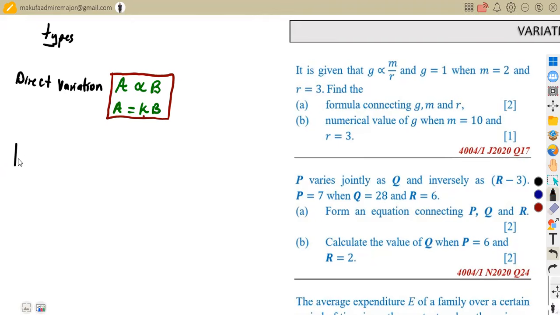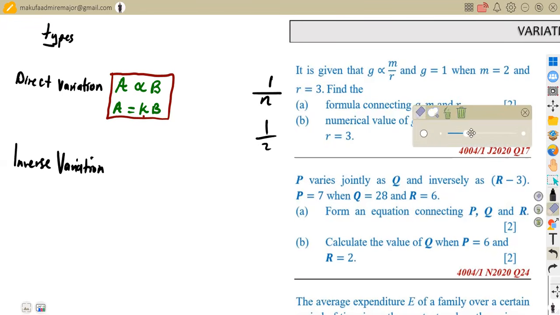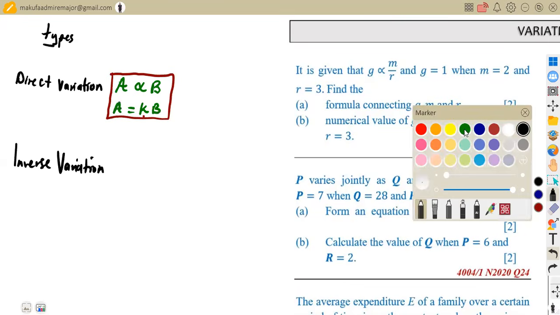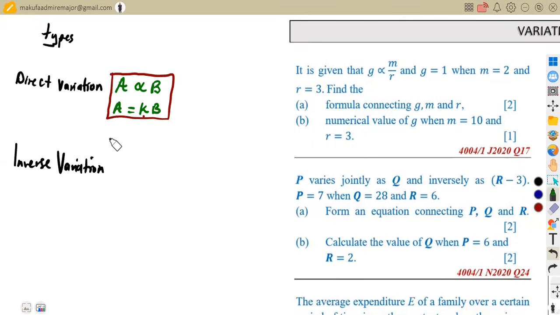Then we also have the second one, which is the inverse variation. From the word inverse, remember, the inverse of a number is 1 over that number. The inverse of 2 is 1 over 2. So the moment we talk about inverse variation, we must be thinking of the 1 over concept, because we are referring to two variables that are inverse to each other.